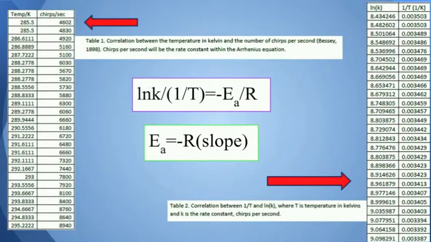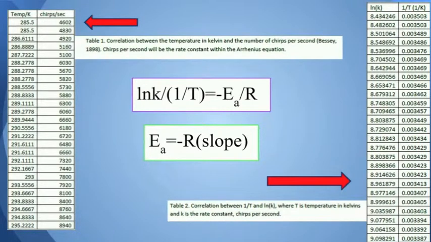The slope of this graph multiplied by the gas constant will be the activation energy, because when the equation is rearranged to form ln k over 1 over T equals negative Ea over R, then the Ea over R will be an indicator for the slope in an equation similar to y equals mx plus b. This means that the activation energy is equal to the negative gas constant times the slope.